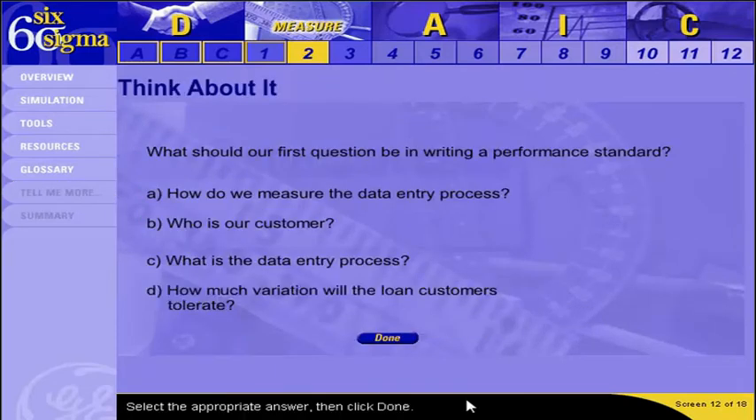Based on what we know, what question do we need to answer first to begin writing the performance standard for the Commercial Loan Sales Office? Select the appropriate question and then click Done.